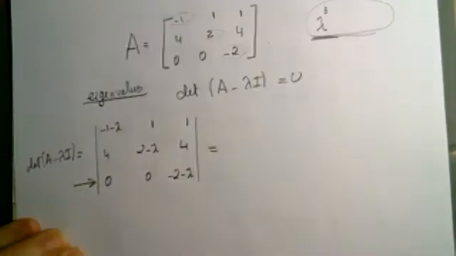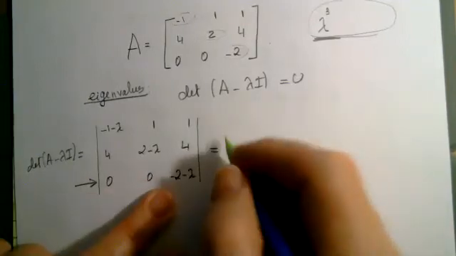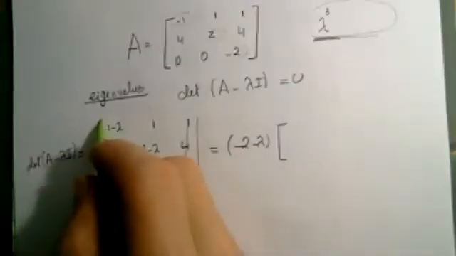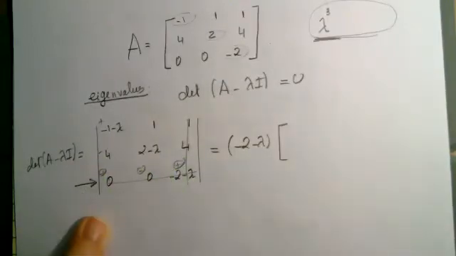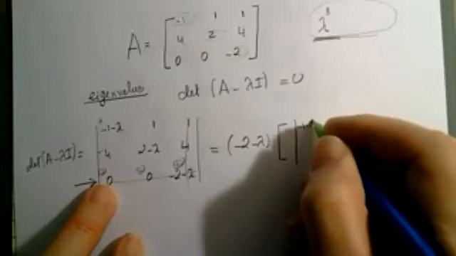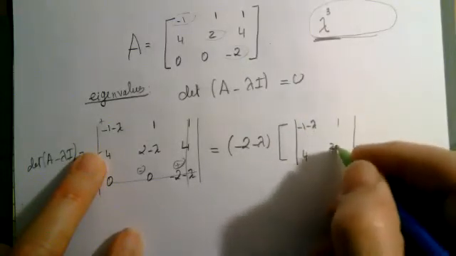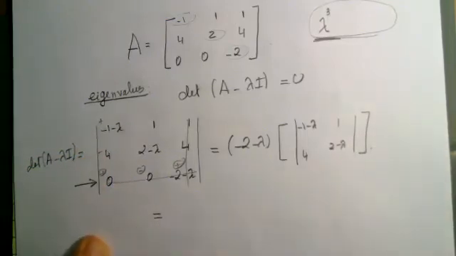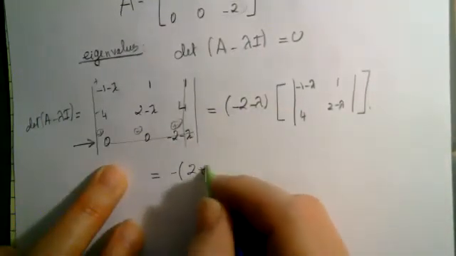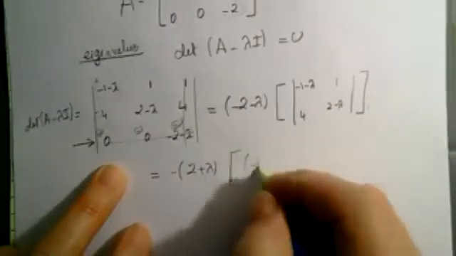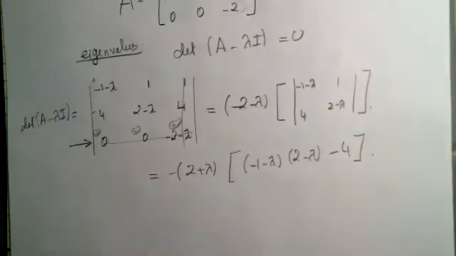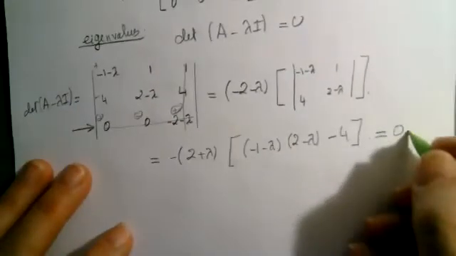So immediately here, I have to do cofactor expansion across this row. This gives me -2 minus lambda times the cofactor, with the checkerboard signs plus, minus, plus, minus, plus, times the determinant of the matrix -1 minus lambda, 4, 1, 2 minus lambda. And remember, finding the determinant is solving. I will factor out this minus, and then multiply here -4. Remember, that's what I want to solve.